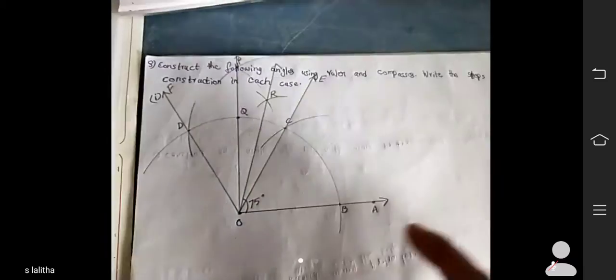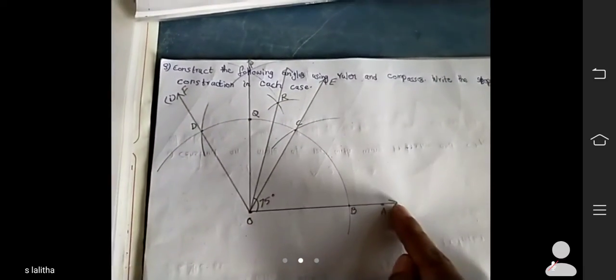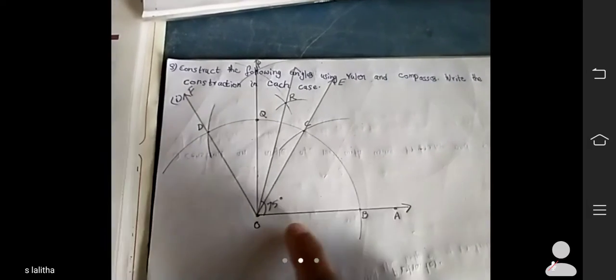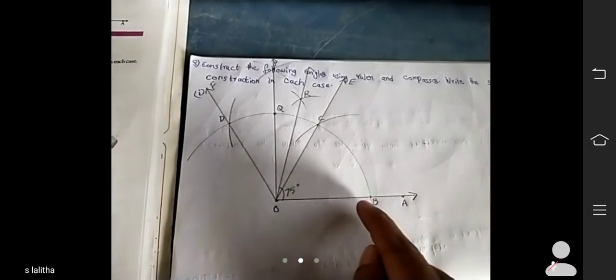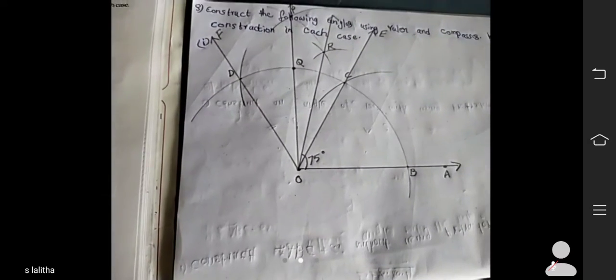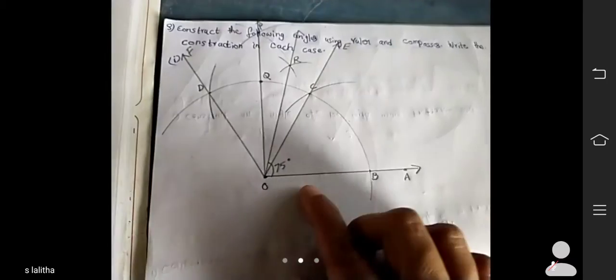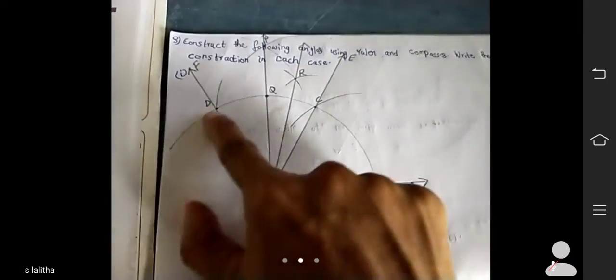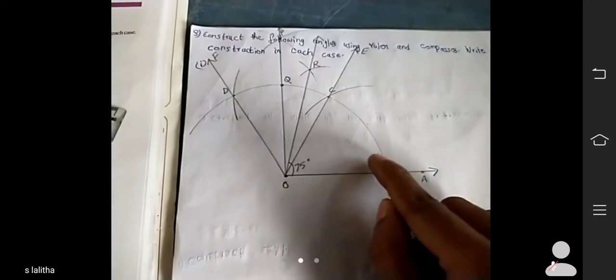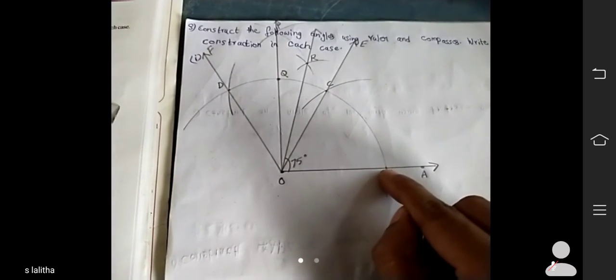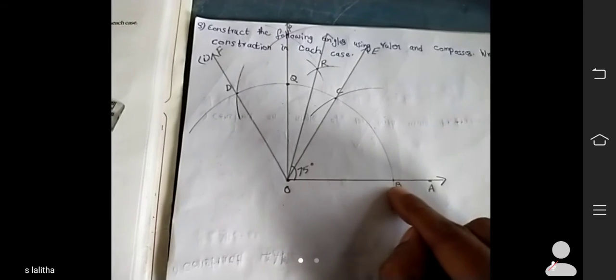Listen carefully. First, you have to draw a ray OA, any measurement. Next, take the compass, keep it on O, take more than half radius and draw a big arc like this. Now this arc and this ray will be intersected here. Now you have to put the point B.